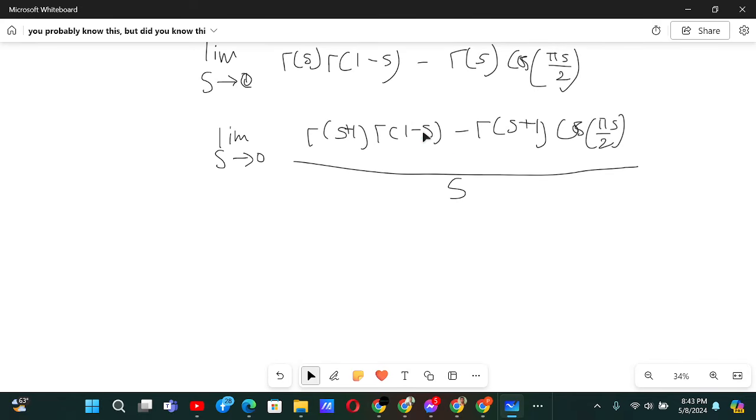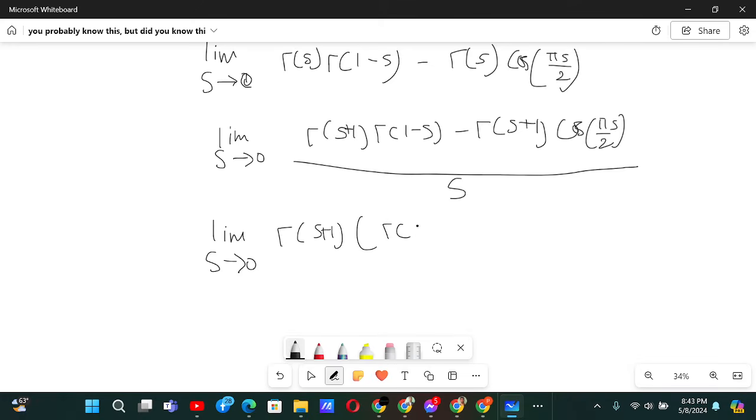This is 0 by, okay, so this is basically 1 minus 1. So 0 by 0 form. So let's use L'Hopital's rule and differentiate both the sides. Before we use L'Hopital's rule, let us also take the common. Let us take gamma of s plus 1 common, and then we will use L'Hopital's rule. Gamma of 1 minus s minus cos of pi s by 2, all by s.